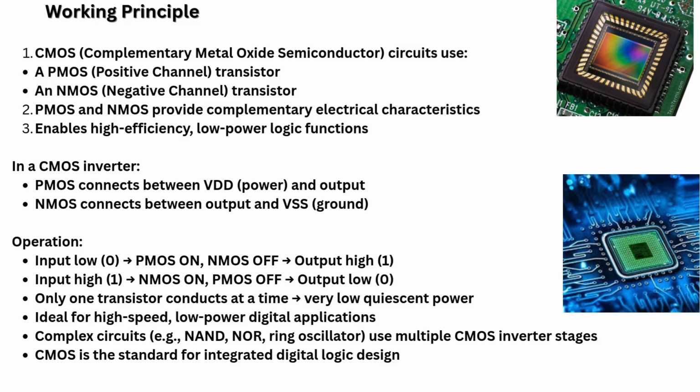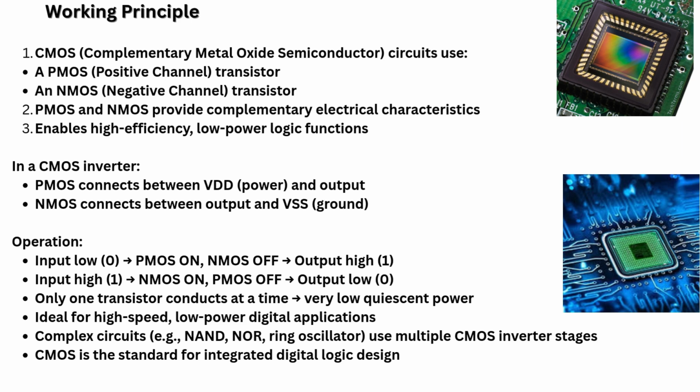Today, I want to talk about the working principle of the CMOS. First, CMOS, the full name is Complementary Metal Oxide Semiconductor circuit, uses a PMOS transistor and an NMOS transistor. PMOS and NMOS provide complementary electrical characteristics. It enables high efficiency, low power logic function. In a CMOS inverter, PMOS is connected between VDD and output. NMOS is connected between output and VSS ground. So in this form, it becomes the inverter.